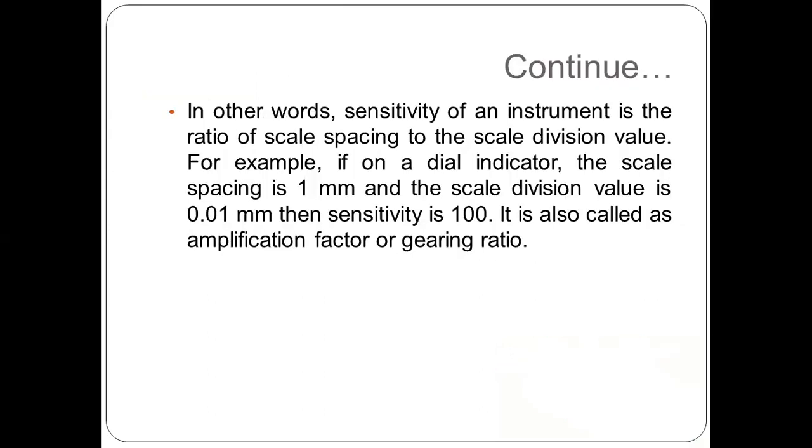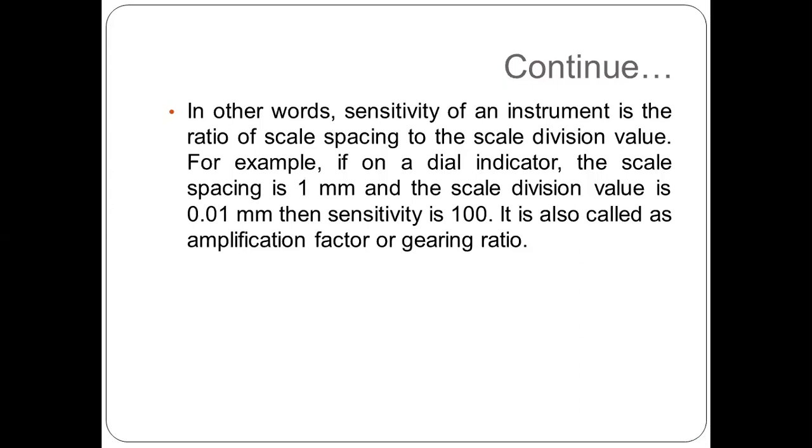In other words, the sensitivity of an instrument is the ratio of scale spacing to the scale division value. For example, take a simple dial indicator. The scale spacing is 1 mm, and the scale division value is 0.01 mm. So in between 1 mm, the scale divisions are 0.01 mm, then sensitivity is 100. So it is a ratio of scale spacing to the division value.